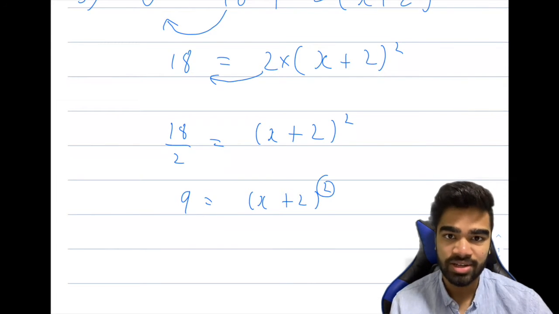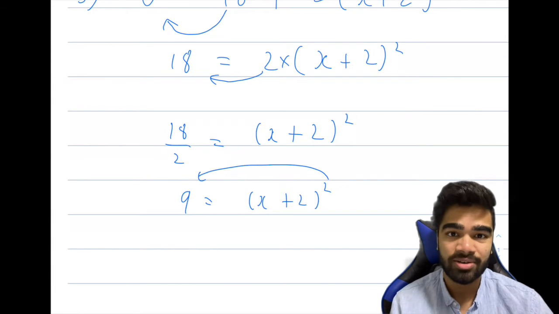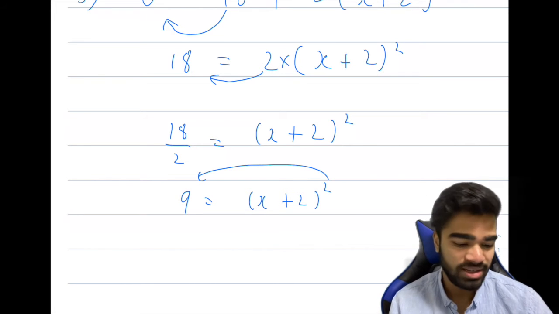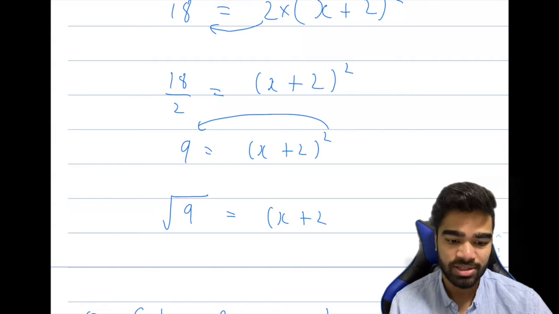So now I need to get rid of the square. How do I get rid of the square? I need to square root both sides. So I need to square root the 9 over here is equal to x plus 2, pretty much. But remember, every time I square root, what do I have to do?